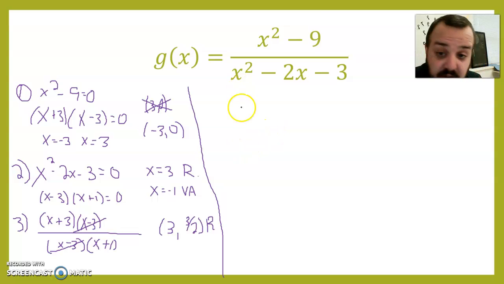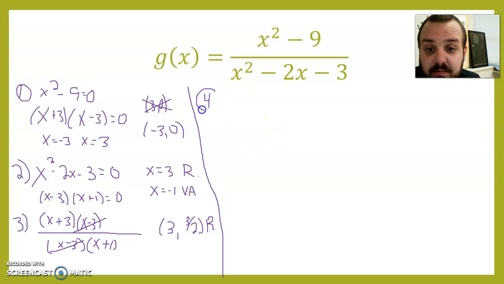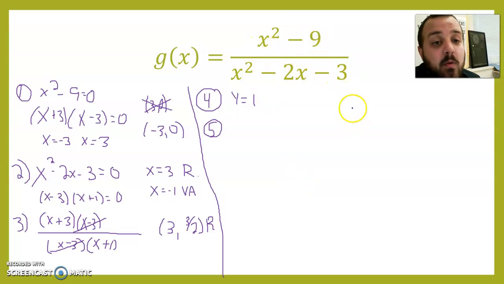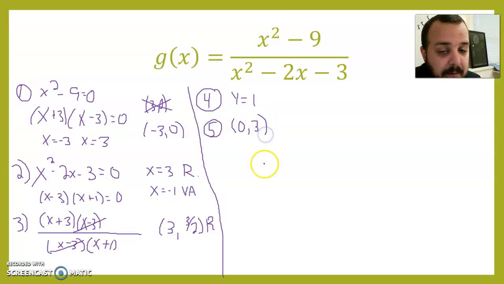Step 4 is us finding the end behavior. So in this case, we have the same degree in the top and bottom, so we do a ratio of their leading coefficients, and that's going to be y equals 1 will be our end behavior, okay? For step 5, we're going to go ahead and find our y-intercept. Okay, that means we're going to go ahead and plug 0 in for x and see what comes out. If you plug in 0, you'll get negative 9 over negative 3, which will just be 3. So (0, 3) is going to be our y-intercept, okay?